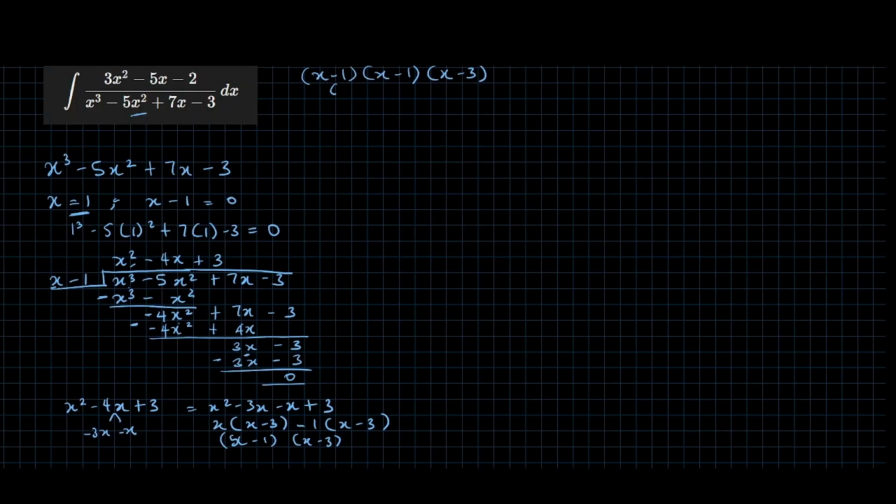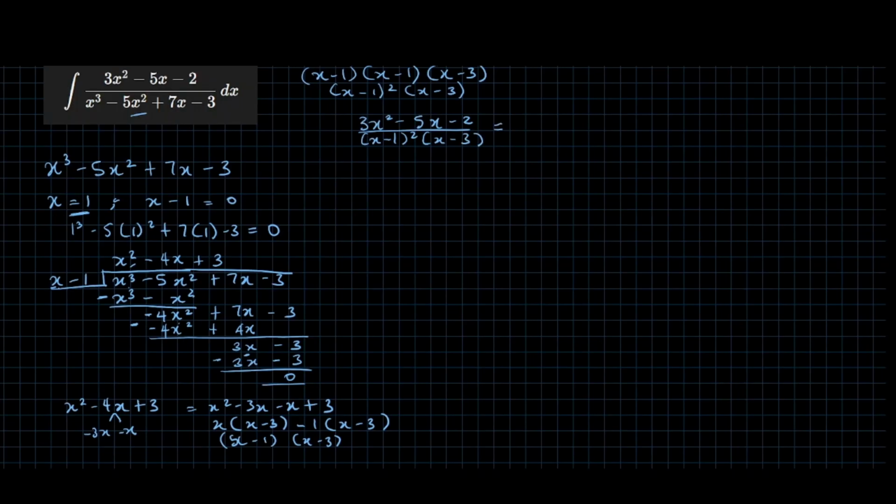Now you can notice these two are repeating, so we'll just say x minus 1 squared. When you're doing partial fraction decomposition, always join two roots that are the same. Don't ever leave them separate. I used to make that mistake. So our new partial fraction is now in the form 3x squared minus 5x minus 2 all over x minus 1 squared times x minus 3.